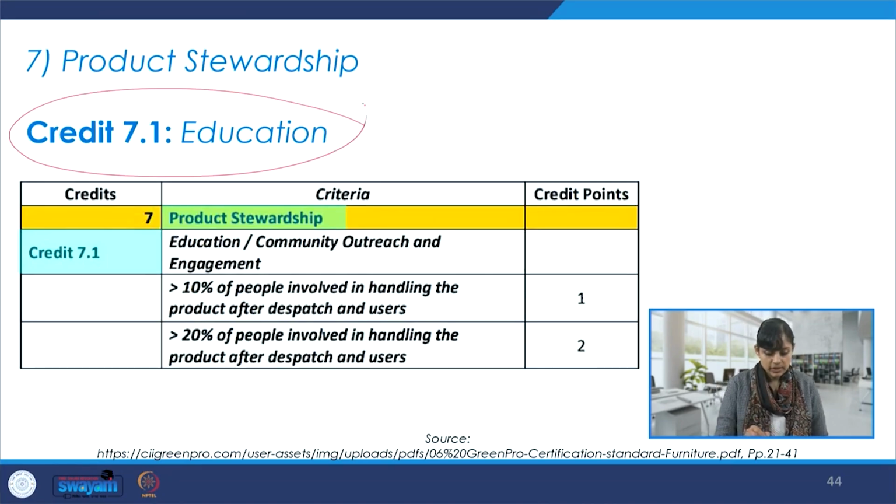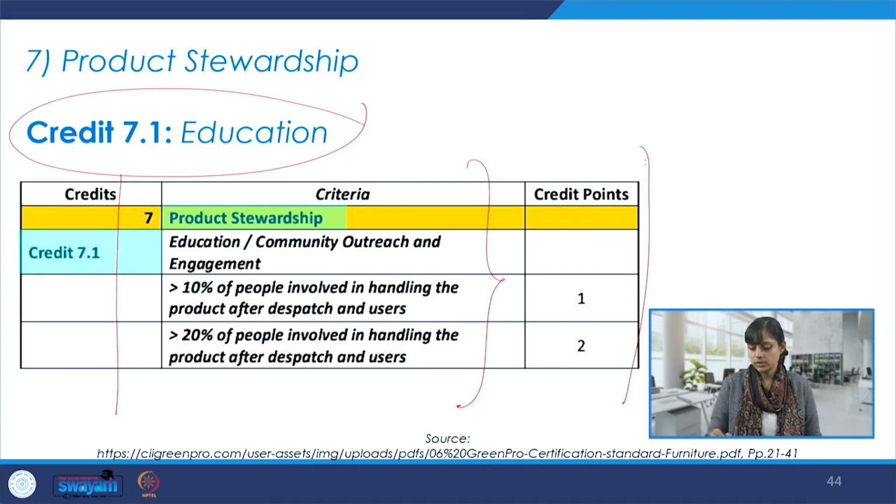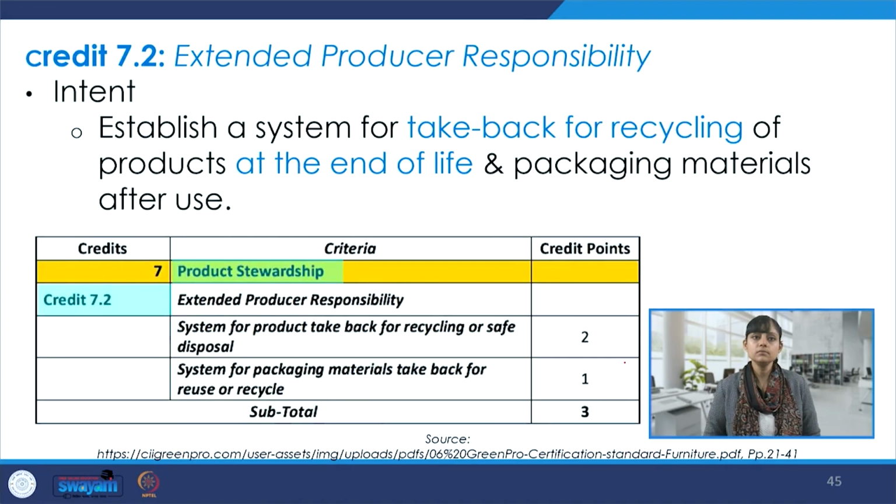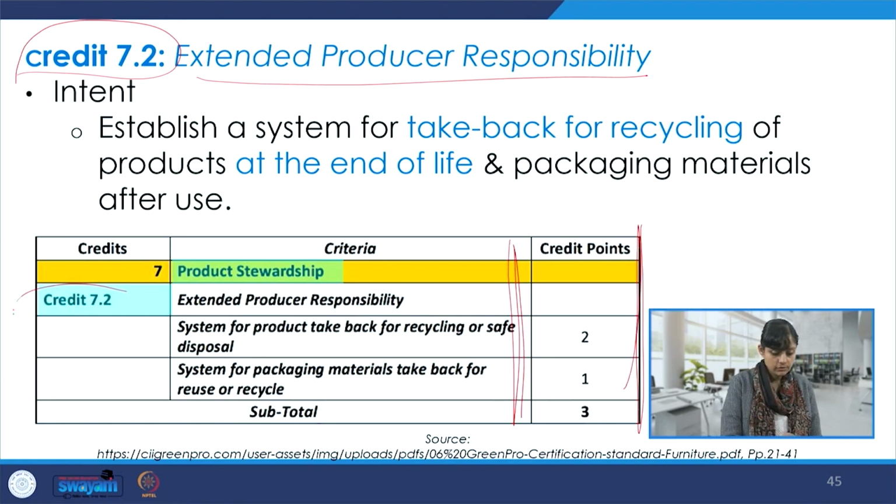Then we were talking about education, and this is the table, and this is how it looks, and the associated credit points. There is also credit 7.2, and it talks about extended producer responsibility. The intent is to establish a system for take back of products for recycling at the end of life and packaging materials after use. So these are some important criteria and the associated credit points for 7.2, product stewardship.